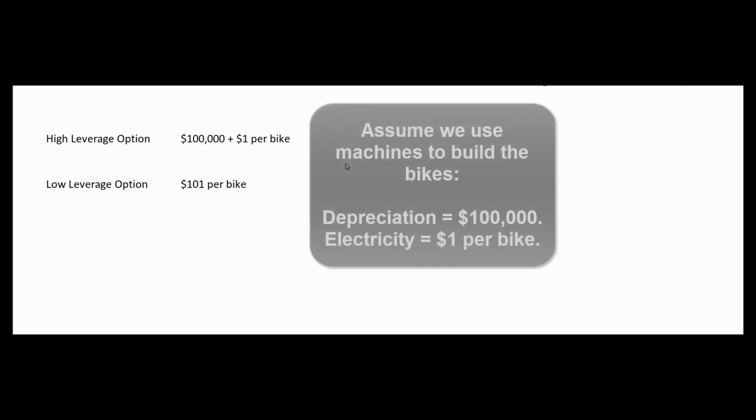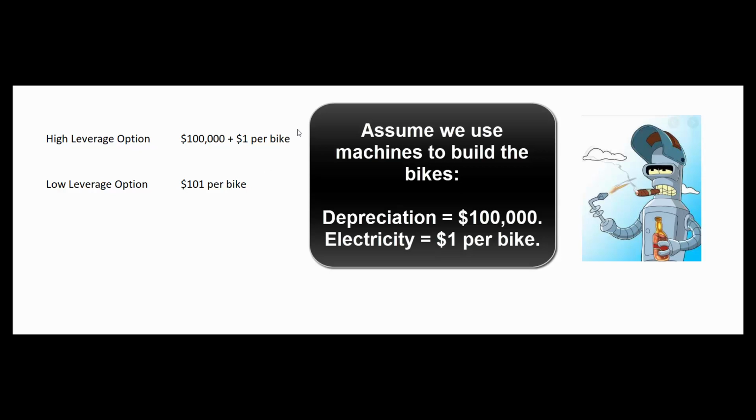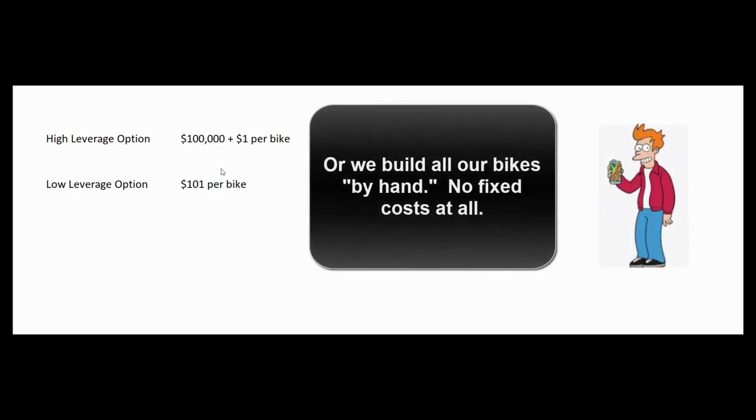Let's look at an example where we're thinking about building a bicycle factory. And we can have a highly mechanized option where our bicycles are built by machines, $100,000 worth of depreciation every year, and $1 per bike. Maybe that's for the electricity. So we've got some fixed costs and a tiny bit of variable cost. Or we can make the bikes by hand with no fixed costs, and our labor costs are $101 per bike. So high leverage versus low leverage.